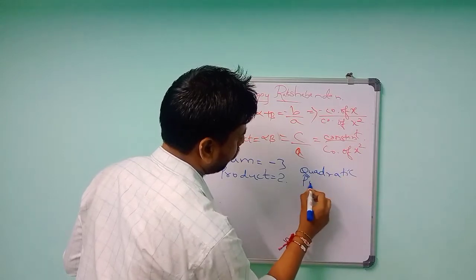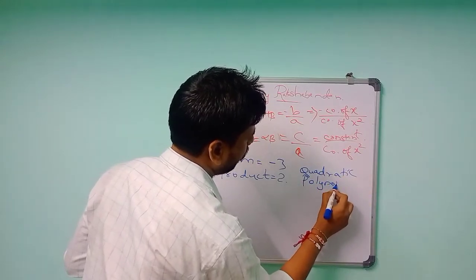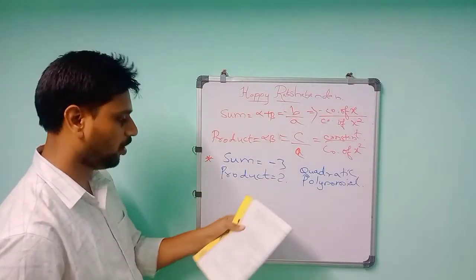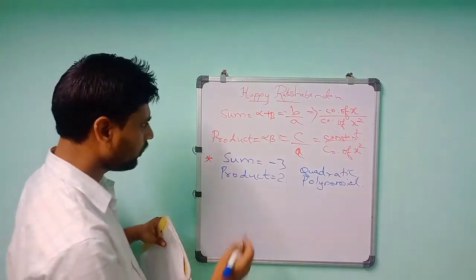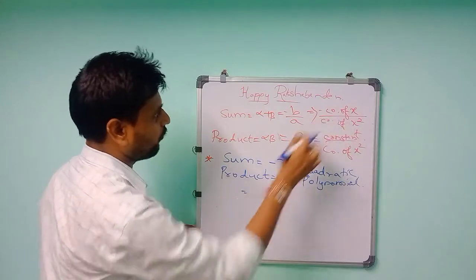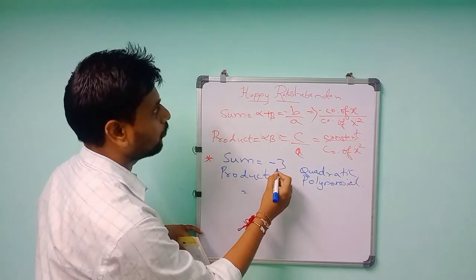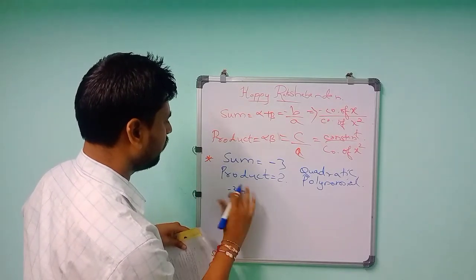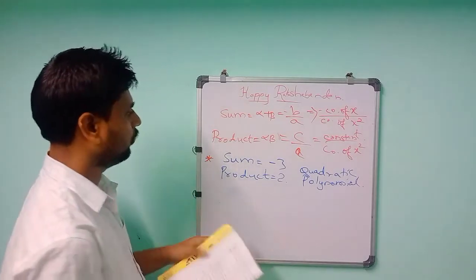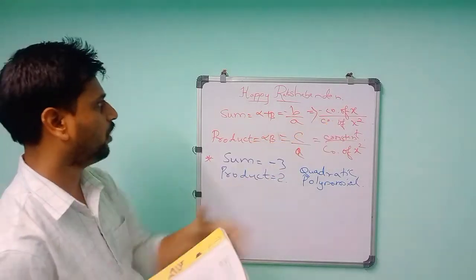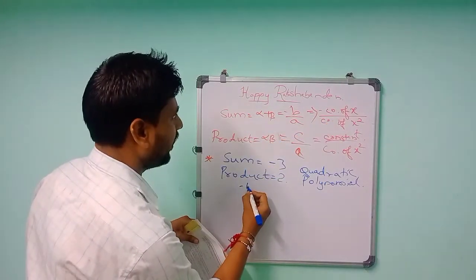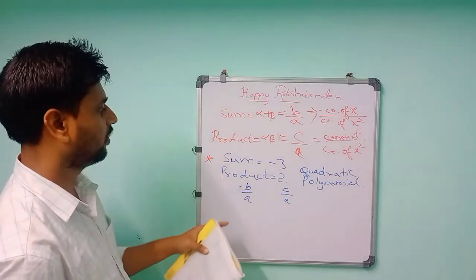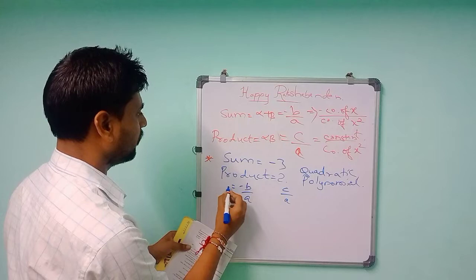A quadratic polynomial is in the form of ax square plus bx plus c. So here the sum is minus 3 and the product is 2. For the sum, what I told, it is the coefficient of x. If we compare this, the sum is minus b by a, and the product is c by a.